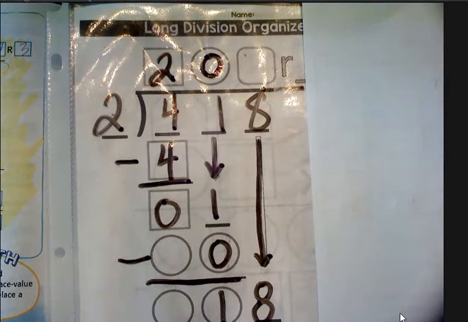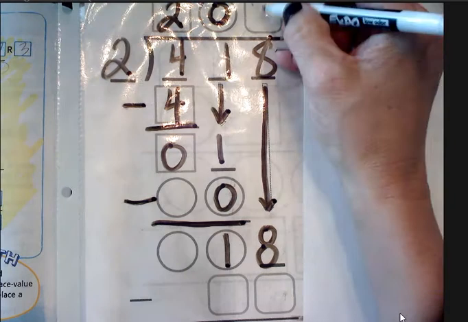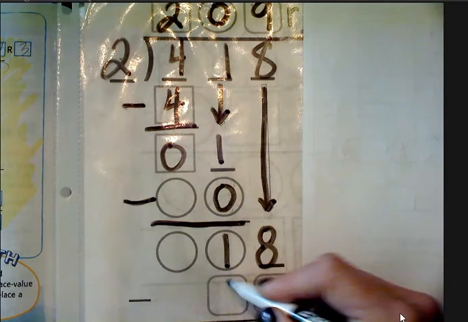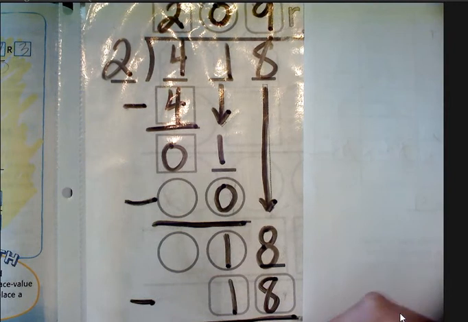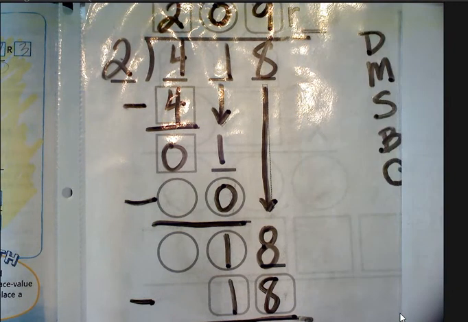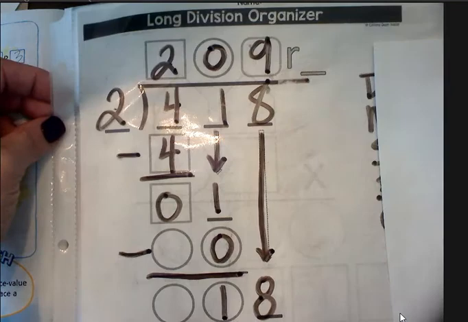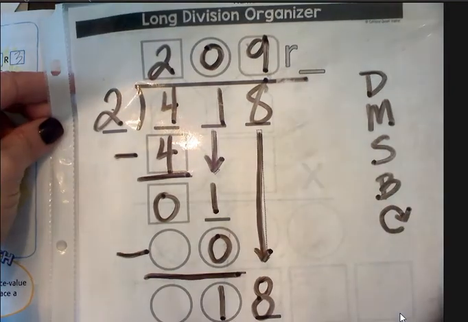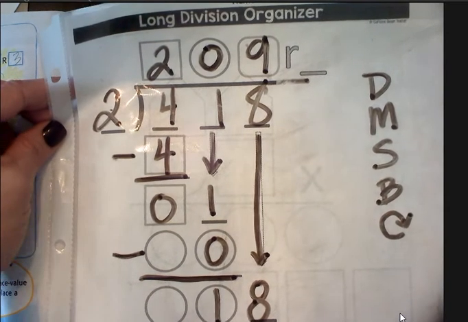How many times does 2 go into 18? Oh, I know that fact. 9 times 2 is 18. Multiply. Subtract. I have a 0 remainder. There's nothing left to bring down. So my answer is simply 209. You can pause it there if you need to get that, or if not, we'll write it on the paper.